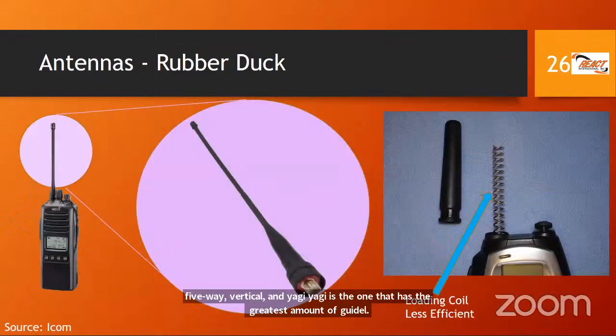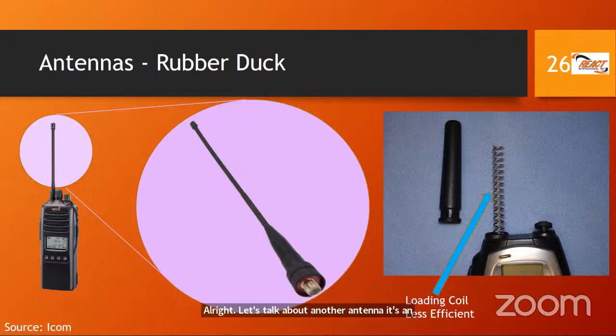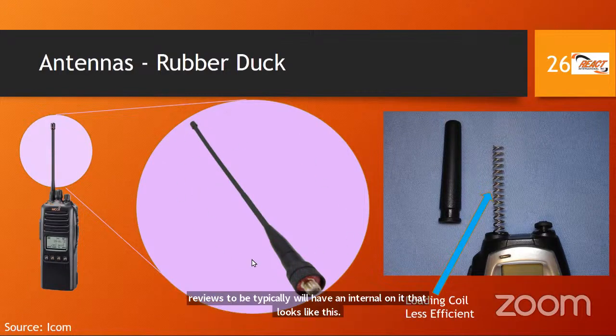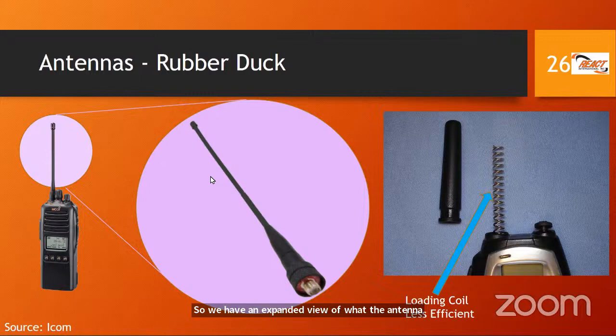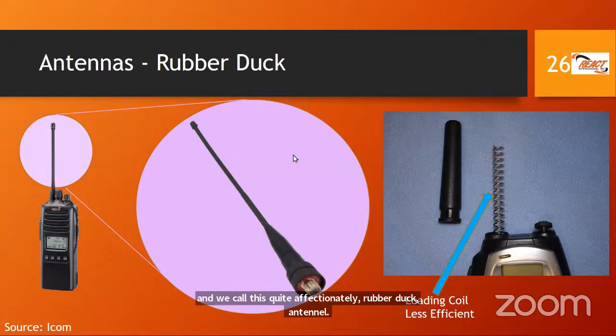All right, let's talk about another antenna. It's an antenna that is used very regularly. It's an antenna you might have seen quite a bit. Sometimes even the earlier mobile phones might have had antennas that look like it. Handheld radios today typically will have an antenna on them that looks like this. So we have an expanded view of what the antenna might be. We call this quite affectionately a rubber duck antenna, or you may hear it called rubber ducky.